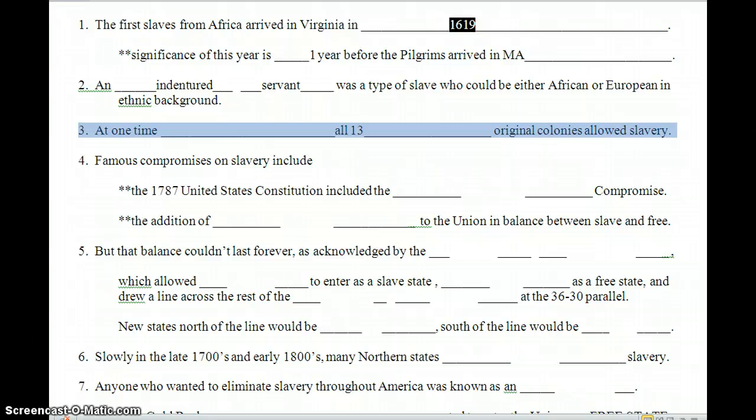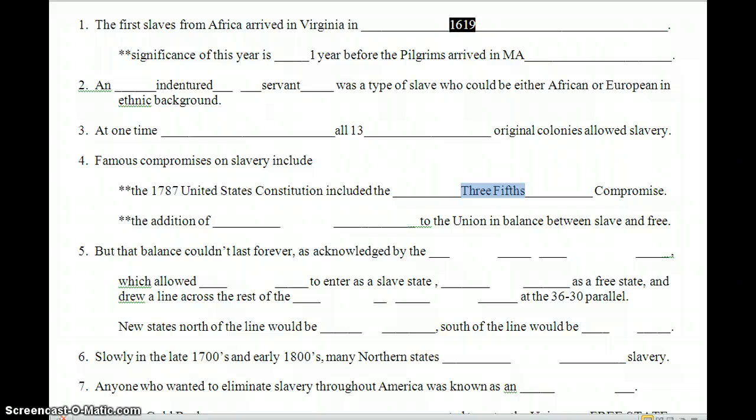When we came to writing our own Constitution in 1787 after the Revolution, the Founding Fathers agreed on a lot of things. They created 3 branches of government. They did a lot of things that were good for America, but they couldn't agree on the slavery issue. We compromised on the slavery issue in 1787 when we wrote our Constitution. We call this the 3/5 Compromise.